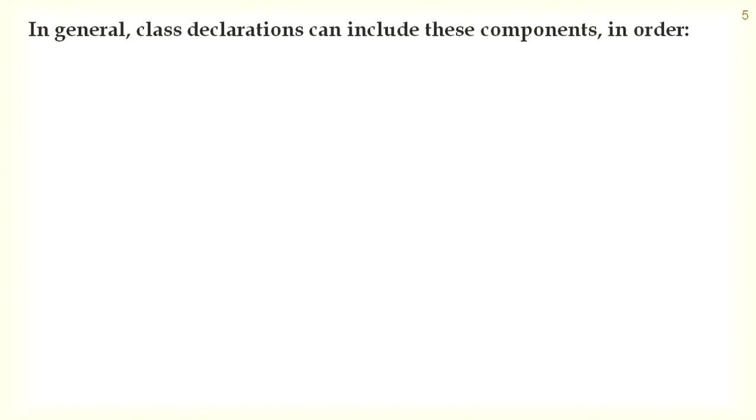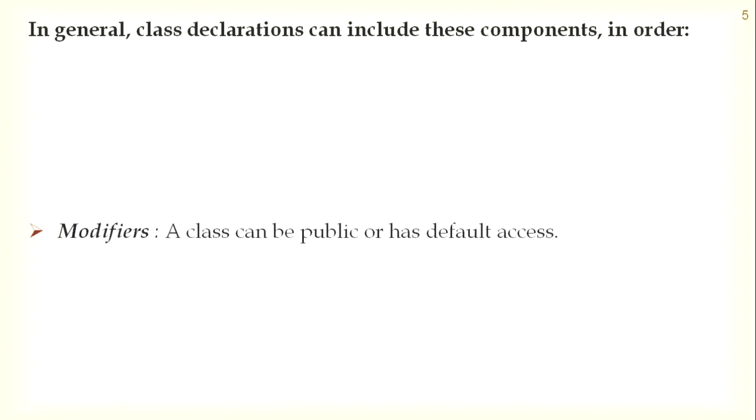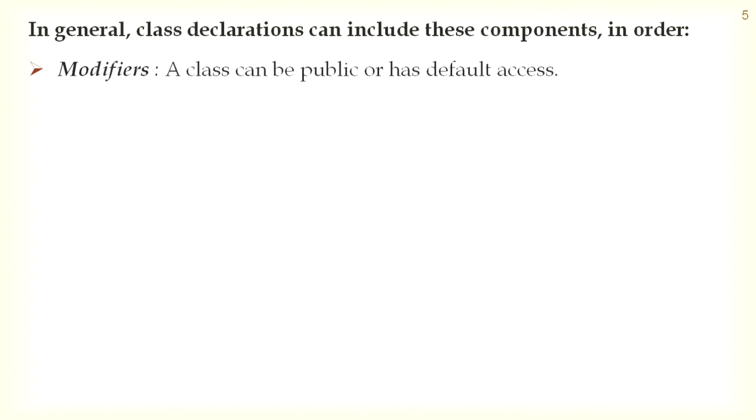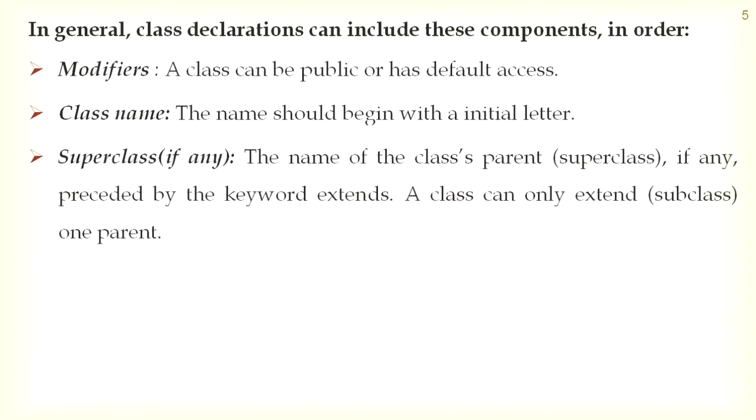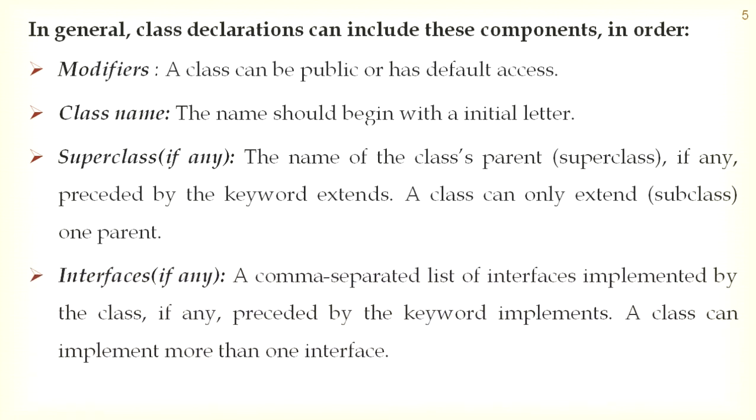In general, a class declaration can include these components in order. Modifiers: a class can be public or have default access. Class name: the name should begin with an initial capital letter. Superclass: the name of the class's parent, if any, preceded by the keyword extends. A class can only extend one parent, that is, one superclass.